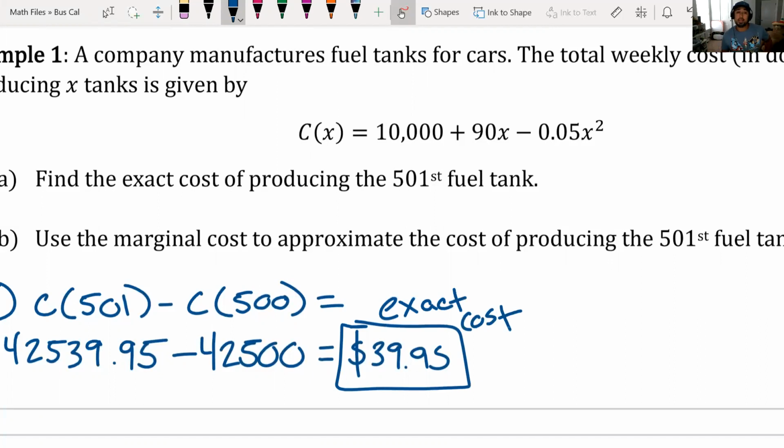And now for B, it says, what is the marginal cost? So if you ever see the word marginal, all that says is, hey, take the derivative and plug in the number.